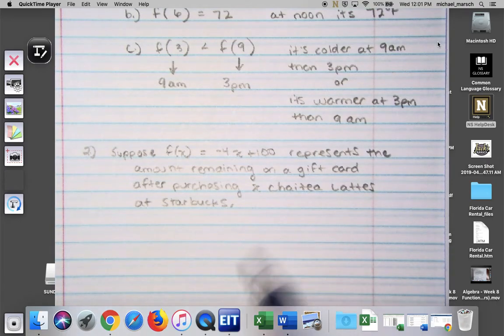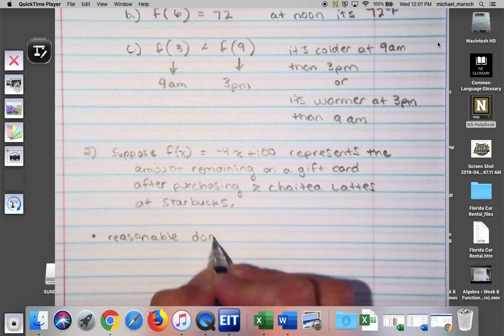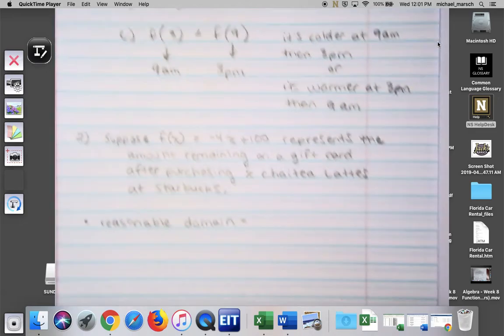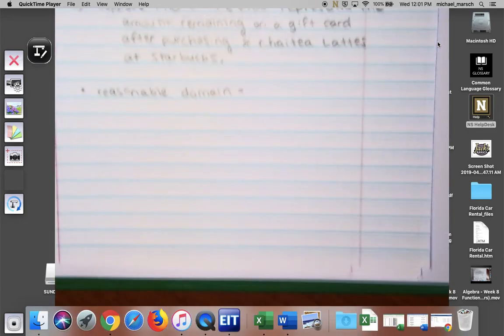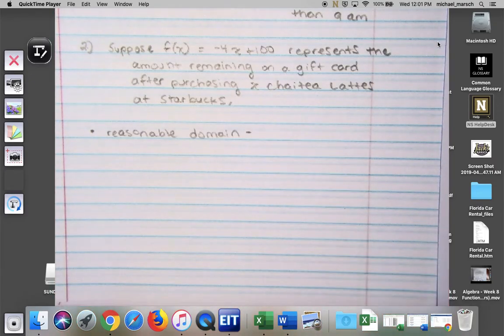Okay, so let's talk about my chai tea latte situation. One of the things you're going to need to do on your study guide, also quiz, is tell me what a reasonable domain might be. Remember, domain is all the possible x values. Given this scenario, what could my x values be? And there is a limit. There's a range. There's a definite this through this.